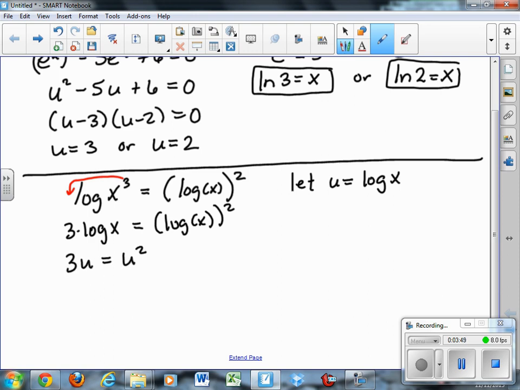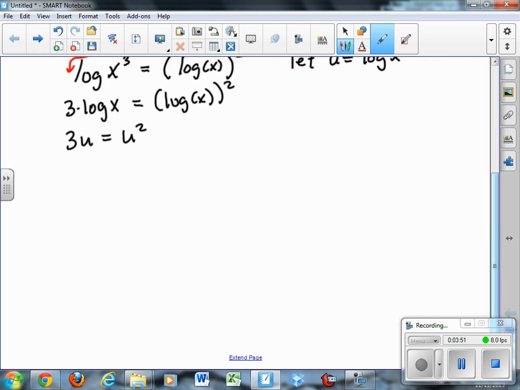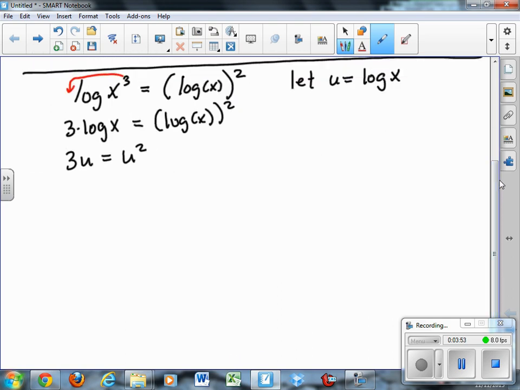Now I'm going to caution you here, don't divide both sides by u and say 3 equals u, because that would give you one of the solutions, but it wouldn't give you the other solution. When you have a squared term, you have two possible solutions. So let's double check this. Let's set it equal to 0, u squared minus 3u. Let's factor out the u times u minus 3. So u equals 0 or u minus 3 equals 0.